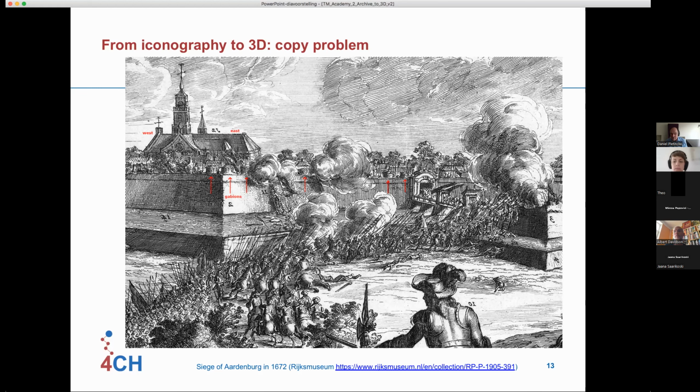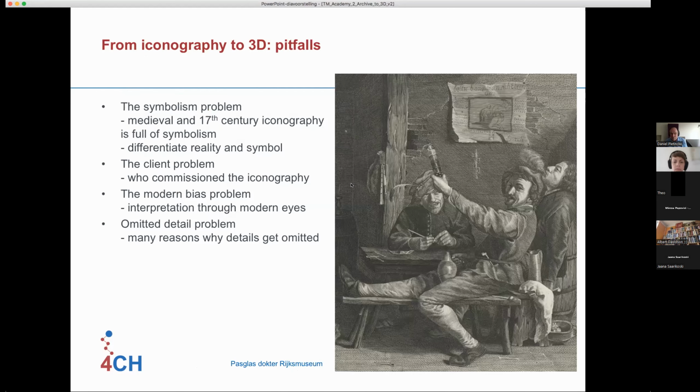And so the conclusion of this is, although this is a copy, although in fact it's mirrored, this is one of the best and reliable images that we have, in fact, of this siege. And in this way, this is very useful, in fact, to depict that. Okay.